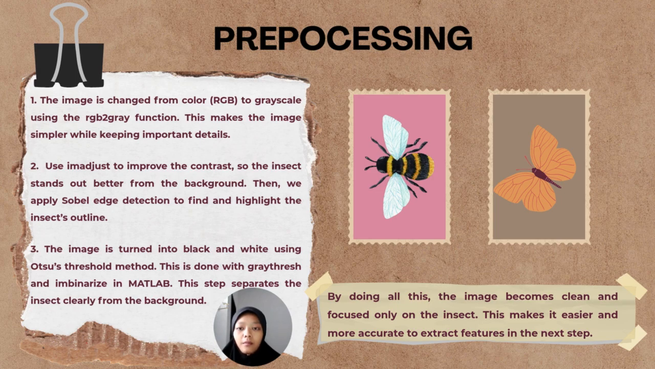Then, we apply the Sobel edge detection, a fancy term for highlighting the insect outline. This step is like tracing the edges of the insect with a highlighter so the computer can easily see the shape. Finally, we convert the image to pure black and white using the Otsu method, a smart way to automatically decide the best threshold. This step acts like a stencil, leaving only the insect outline and removing all background noise.